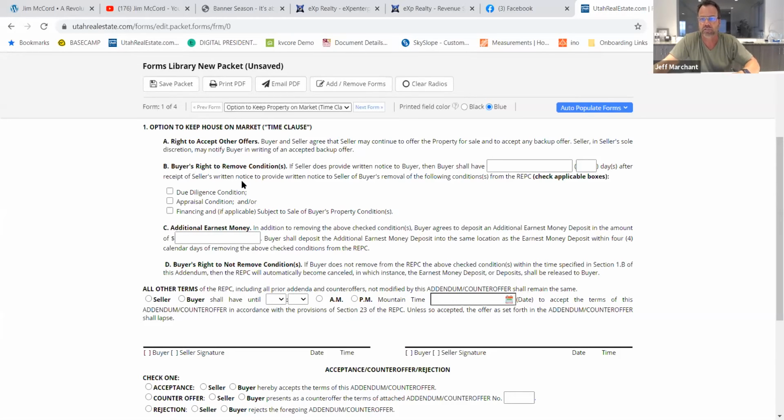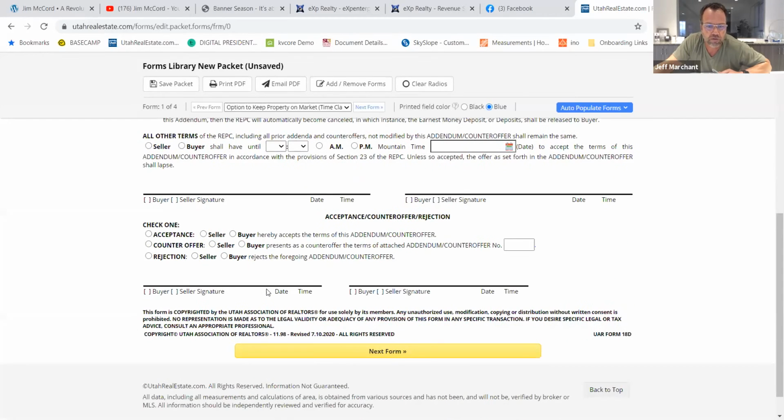So they accept them in backup. Now they're going to give you, let's say 72 hours or 3 days after they've given you written notice to remove your condition. So the conditions that need to be removed are due diligence, appraisal condition, financing, if appraisal. Wait a minute, this is a little bit different. They just revised this in July. So sorry if I'm a little bit off. This is a new form that I haven't used since July.